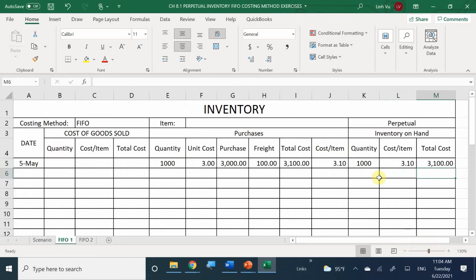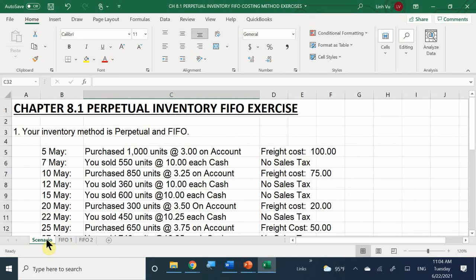okay? Which, once again, equals $3,100, okay? And I'm going to go ahead and practice with colors. So let's make this one yellow since that's the first color I see here. Okay, so there's my first batch of yellow for my 1,000 items that I just purchased on May 5th. Okay, so then let's go ahead and see what happened next. So then on May 7th, how many items did we sell?